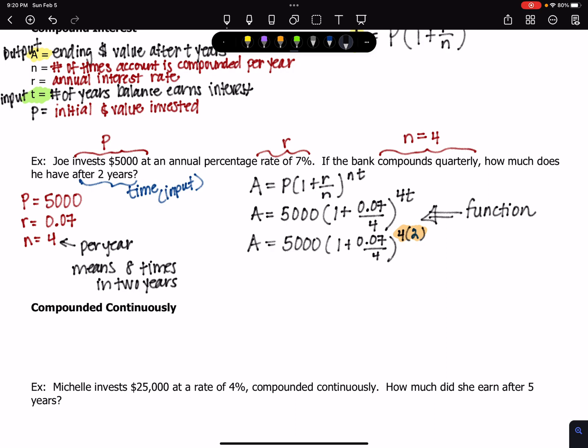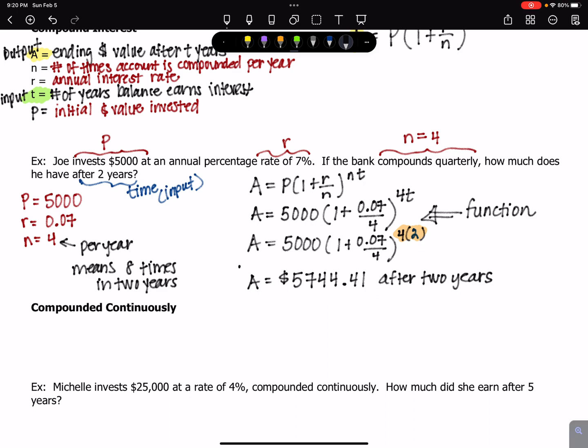So we put this into our calculator, and I'll let you practice putting this into your calculator, pause if you want to make sure that you have the right number. $5,744.41. It's a lot of 4s right there. $5,744.41 after 2 years. So that's not too bad. Deposit $5,000 and 2 years later, you'll have $744 that you earned in interest.